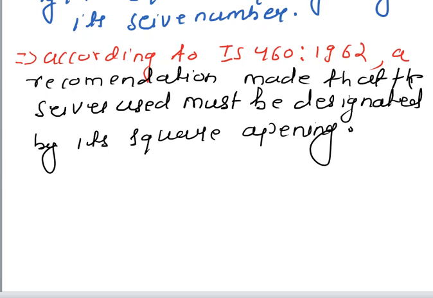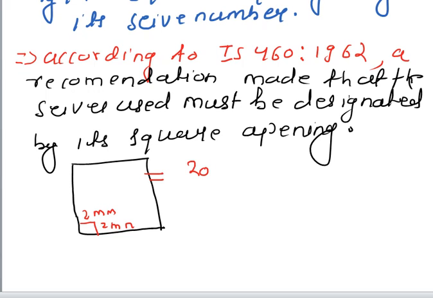But there are two schools of designations. One is we use to designate by its square opening. Square opening in sense like this is a sieve, and you will check the individual opening and what is its size. As it is square, let it is 2 mm, so it will also be 2 mm. So what is this sieve? This sieve will be designated as 2 mm sieve. Its designation will be 2 mm sieve.